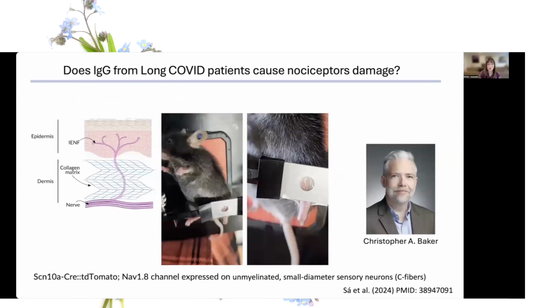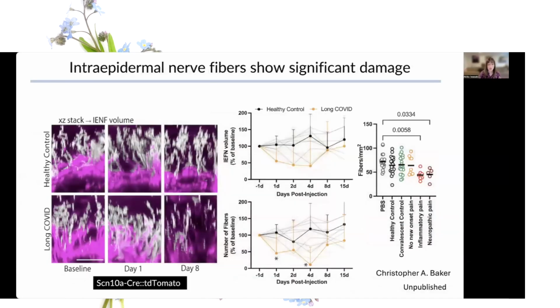So we asked whether the IgG from long COVID patients directly causes damage to the nociceptors. These are the neurofibers that extend into the epidermis, the intraepidermal neurofibers, that you can observe using a reporter mouse, NaV1.8 channel expressing tdTomato. And so Chris Baker in the lab injected these reporter mice with IgG from patients or controls and monitored the intraepidermal nerve fibers longitudinally in the recipient animals. And what he found was quite striking.